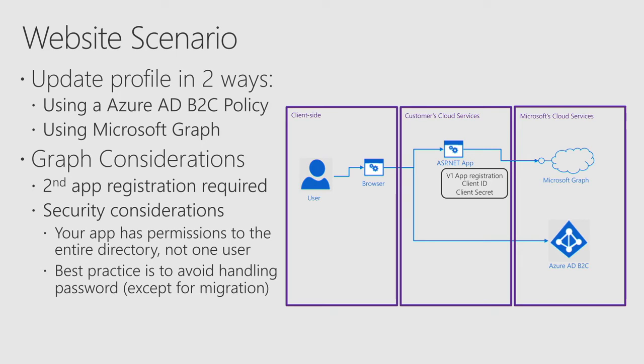Okay, so what are the scenarios in which you'd want to use the graph? The first one is a website scenario. So in this case, you've got a user using a browser. You've built a cloud-based service. So imagine this is an ASP.NET application.